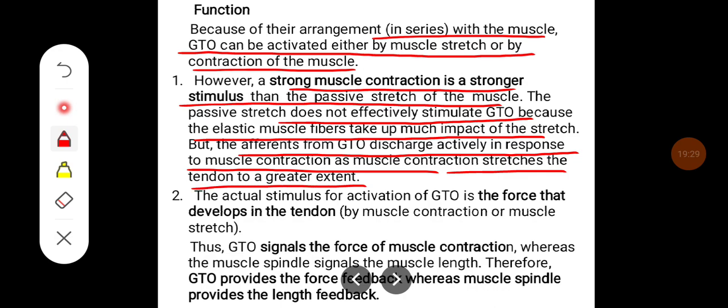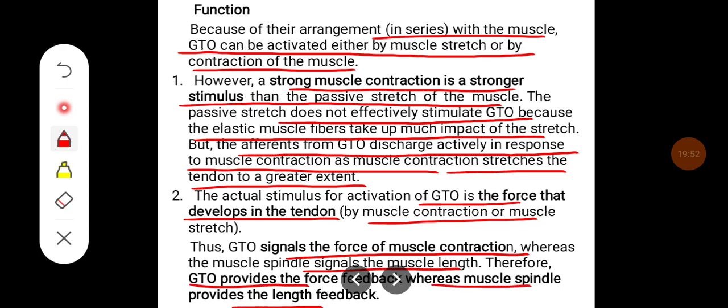The actual stimulus for activation of Golgi tendon organ is the force that develops in the tendon, that is the muscle contraction or muscle stretch. Thus, Golgi tendon organ signals the force of contraction, whereas the muscle spindle signals the muscle length. Therefore, the Golgi tendon organ provides force feedback, whereas muscle spindle provides length feedback.